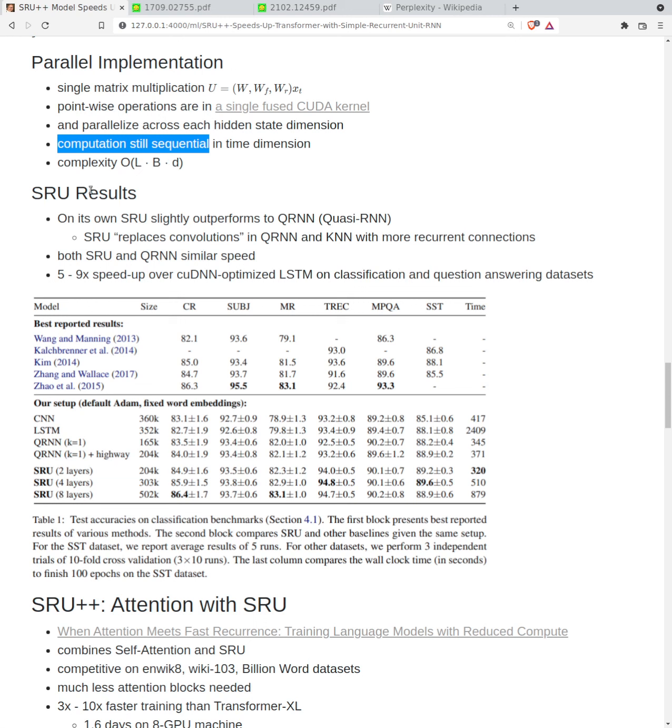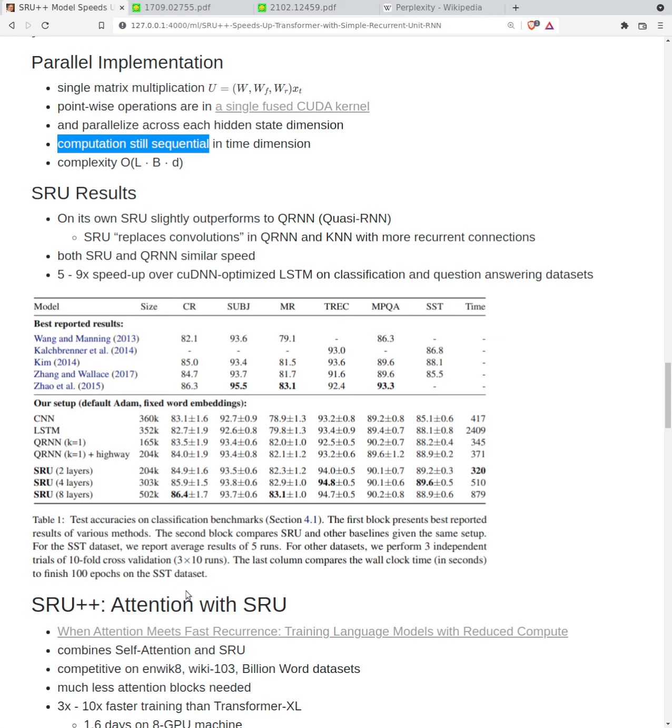What are the results for SRU? So SRU slightly outperforms some similar architecture. It's called quasi-RNN. It's slightly faster, slightly better results. But mainly compared to LSTM, which would be CUDA optimized, it is 5 to 9 times faster. So SRU, recurrent network, is 5 to 9 times faster based on the paper and has better results.